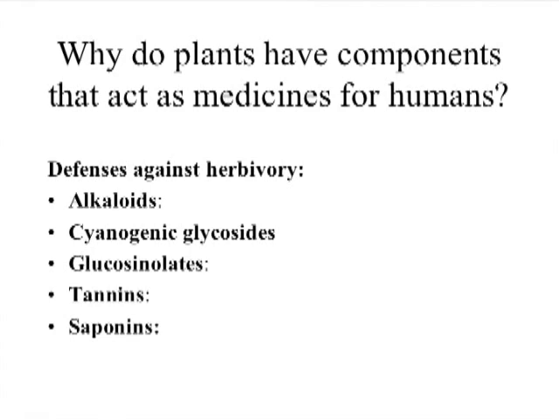Some of the chemical compounds in medicinal plants that seem to be bioactive can act as defenses against herbivory. So alkaloids, for instance, can inhibit DNA or RNA. Cyanogenic glycosides can inhibit cellular respiration. I should also mention that alkaloids can actually be induced by herbivory. These kinds of compounds can all act as defenses against herbivory.